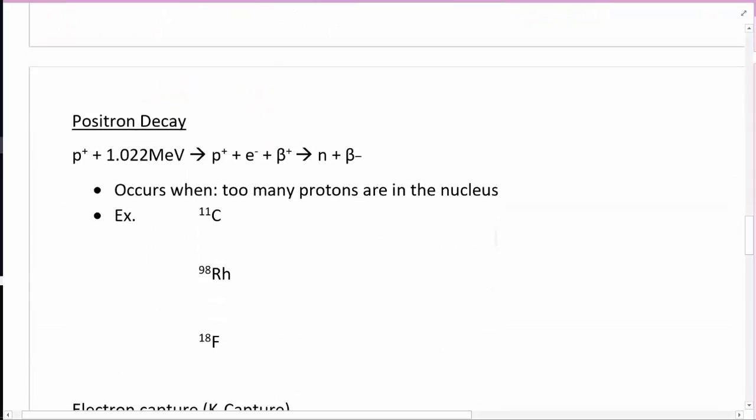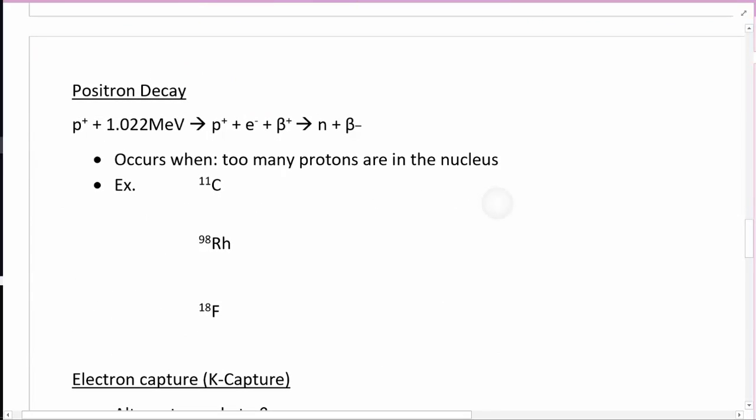Now, positron decay. A positron is the antimatter to a beta. So if a beta particle is 0, -1 e, a positron is 0, +1 e. It is essentially a positive electron.